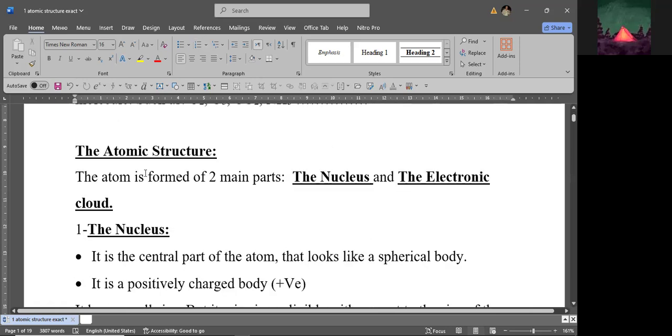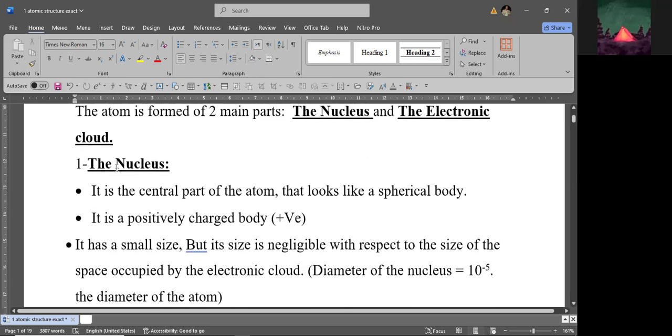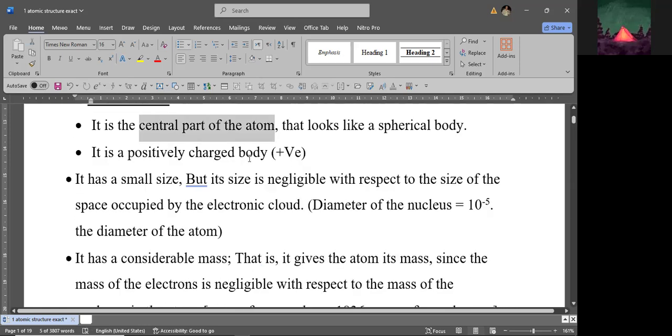The atomic structure now, we know what are the parts of the atom. The atom is formed of two main parts, the nucleus and the electron cloud. Okay, the atom looks like a spherical body, looks like a ball. And in the center of this ball, there is a very hard body called the nucleus. So the nucleus is the central part of the atom. It is a positively charged body. It has a small size.